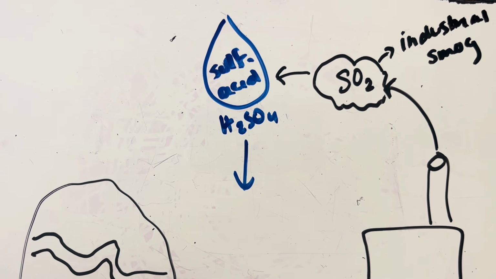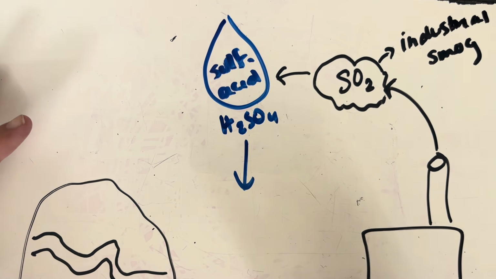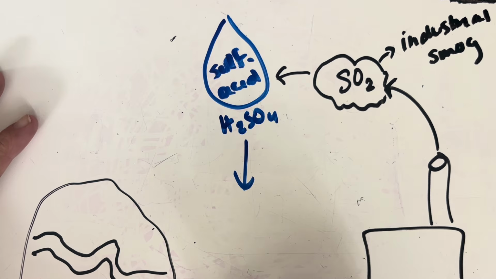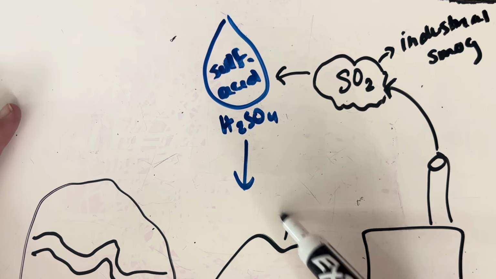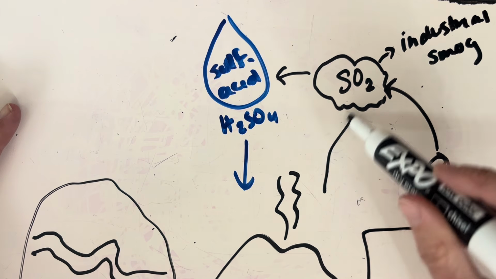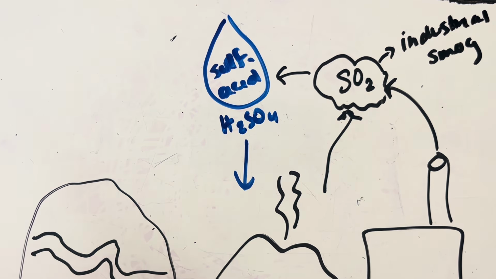One natural source of sulfur dioxide would be volcanoes. So if you wanted a natural source of sulfur dioxide, you could also add a volcano to your drawing. And volcanoes were linked to some of the mass extinctions.